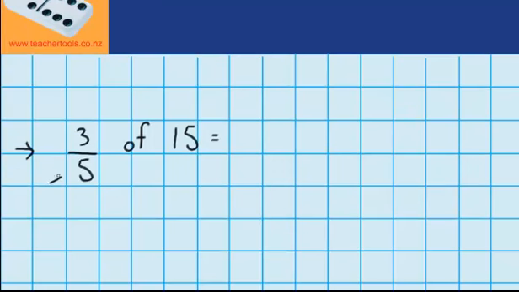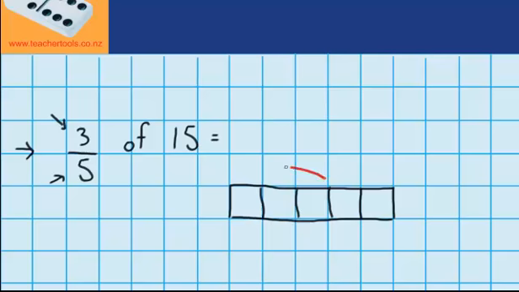The denominator means my cake has got 5 parts, so I could draw out my 5 pieces. And the easiest way to do that is to just draw a rectangle. And I can use the squares in my maths book to help me do that. I'm going to split it up into 5 pieces. And my numerator tells me I'm going to be interested in 3 pieces. So I can circle those pieces now. I'm interested in these 3 pieces.